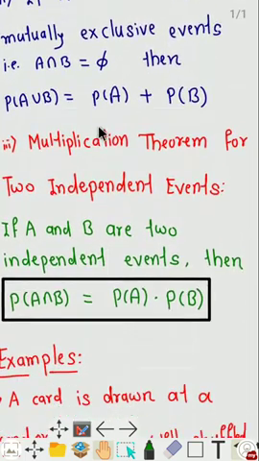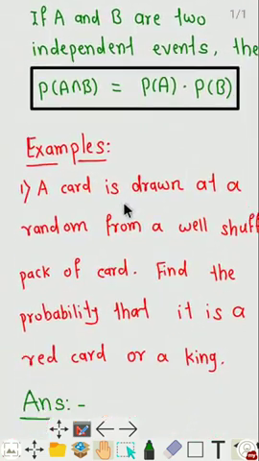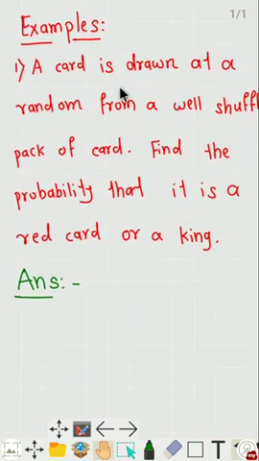Now let us go to the next, the multiplication theorem for two independent events. The statement is: if A and B are two independent events, then the probability of A intersection B is equal to probability of A into probability of B. So this is the multiplication theorem for probability, and let us try to solve some problems on these theorems now.